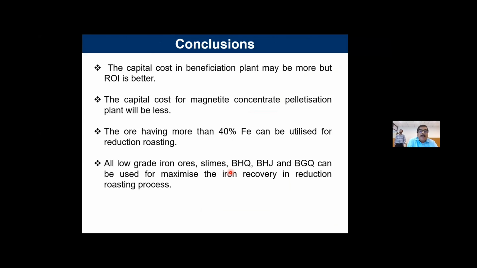My conclusion is that the capital cost in the beneficiation plant may be more, particularly for reduction roasting, but ROI you can get back within a year. The capital cost for a magnetite concentrate pelletization plant will be less. Ore having more than 40% Fe can be utilized for reduction roasting. In the same way, you can also use BHQ, BHJ, and BGQ to maximize the iron recovery in the reduction roasting process. Thank you.